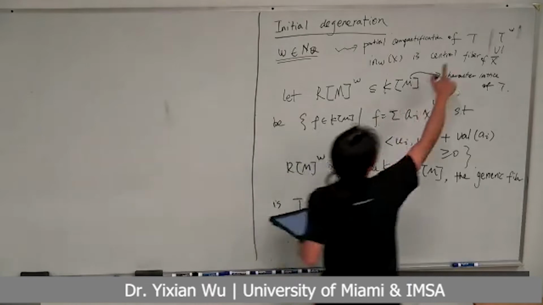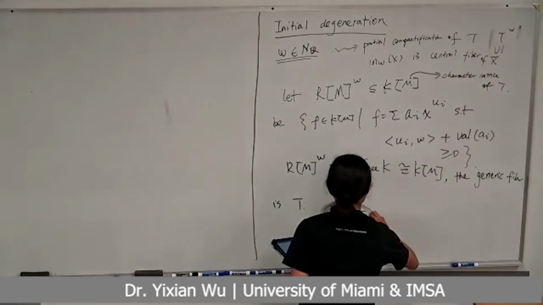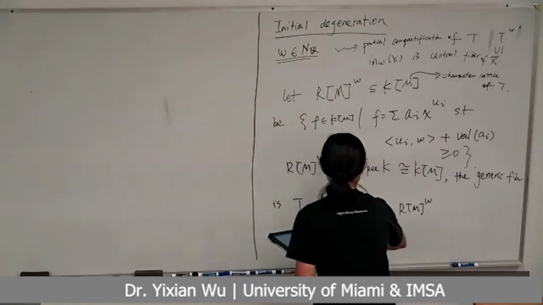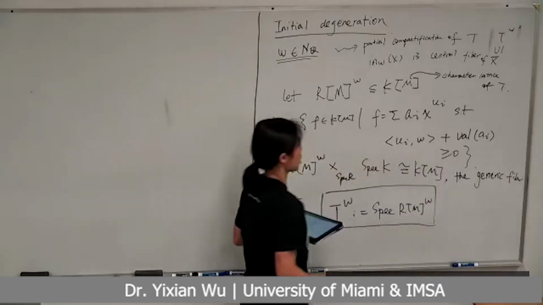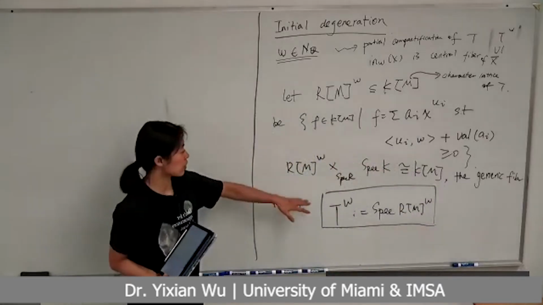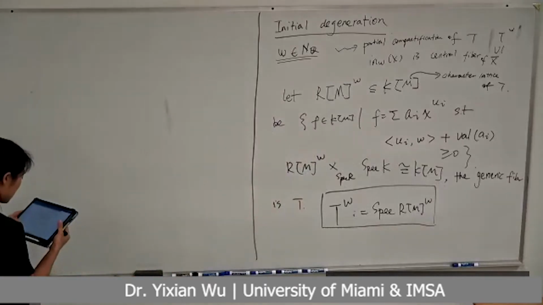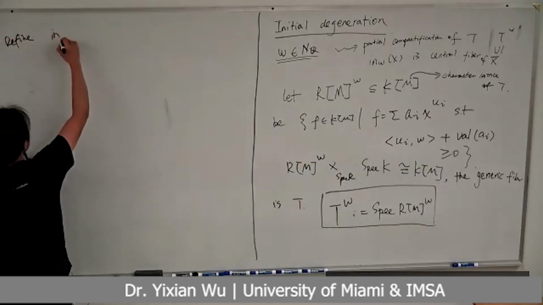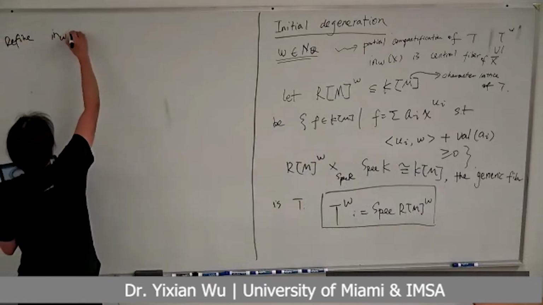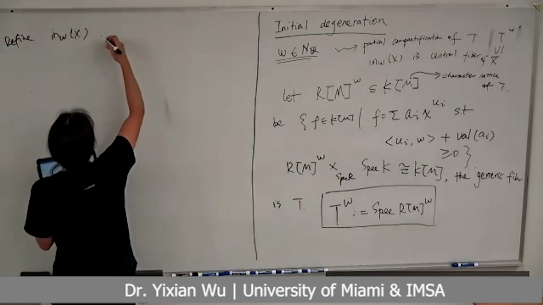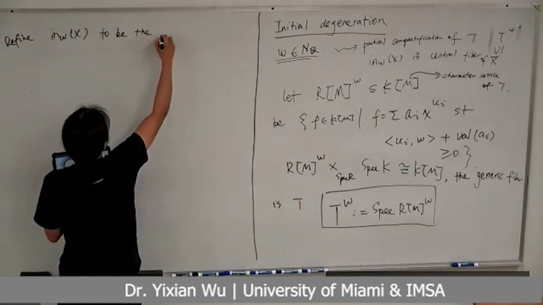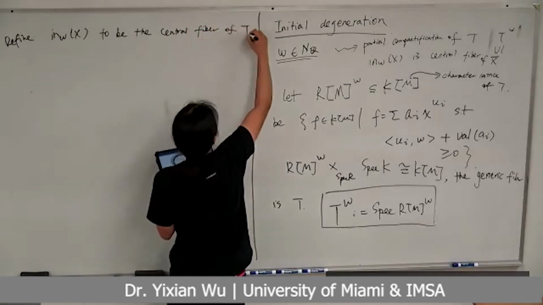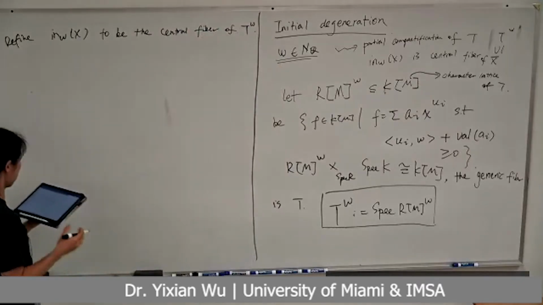Yeah, and this partial compactification d omega here is defined to be Spec of R M omega. So this is the definition of that partial compactification. The generic fiber is the algebraic torus, and we define the initial degeneration to be the central fiber over Spec k, Spec small k.